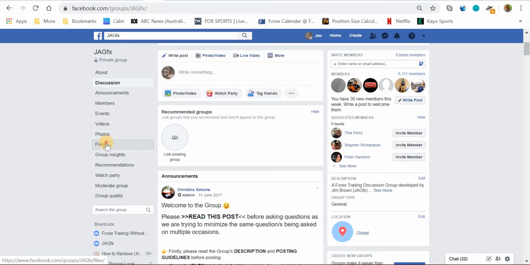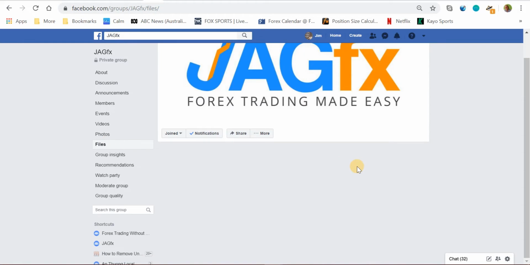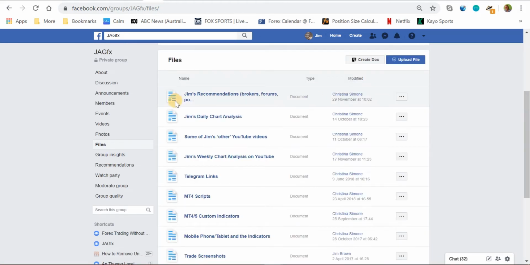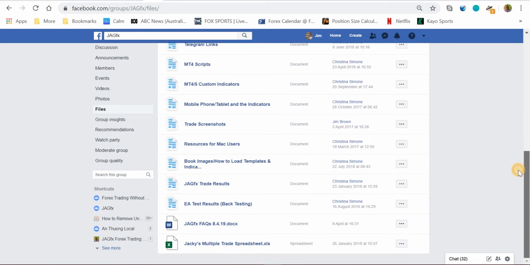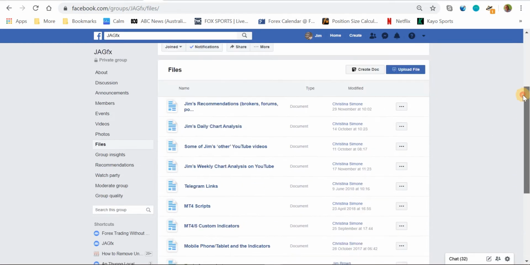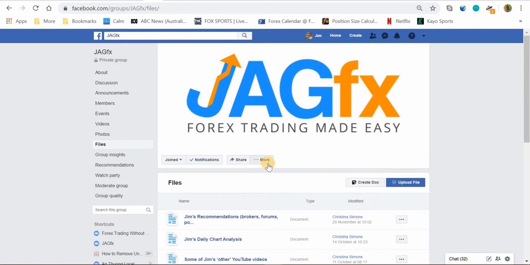Or you can go into files, which is here, and you click on that and it'll take you to all this information here, all these extra resources. Say for example, the same Mac question, I thought there was something, resources for Mac users. So in here is plenty of information, FAQs, multiple trade spreadsheets, my trade results, we'll look at that in a minute, trade screenshots, there's plenty in here. So as I said, have a look around and you might be surprised what's actually in here.